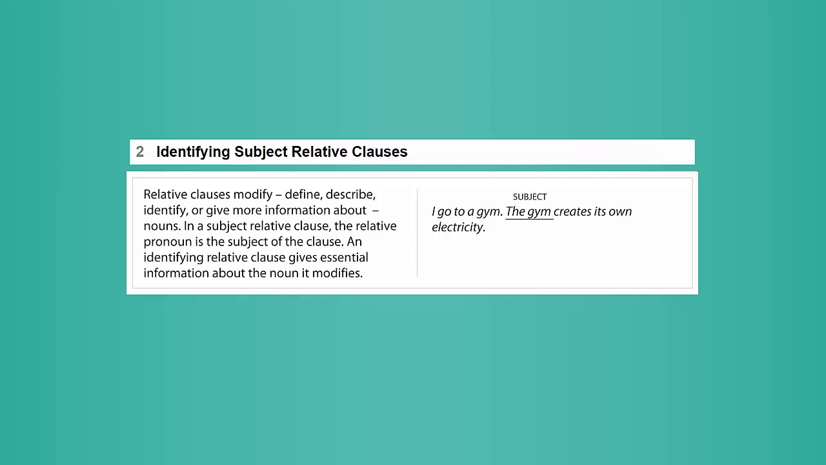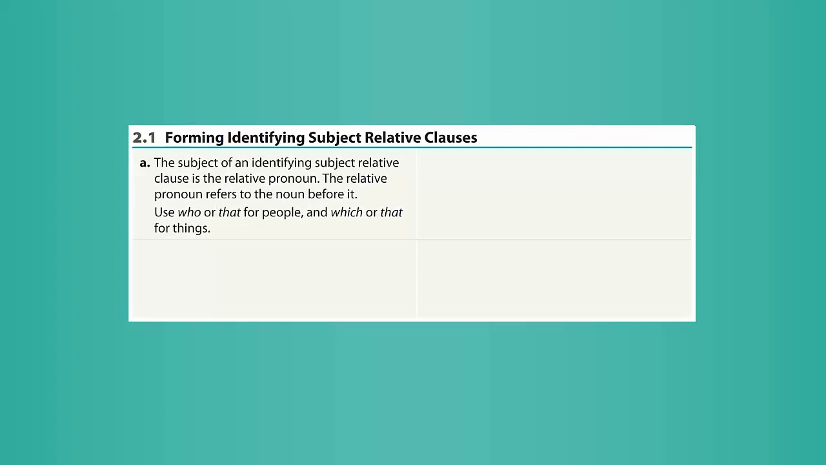For example, I go to a gym, the gym creates its own electricity. And I go to the gym that creates its own electricity. The gym is the subject of the second sentence, and we need a relative pronoun, that, to replace the gym. Okay, I bet this is not difficult for us to form identifying subject relative clauses.